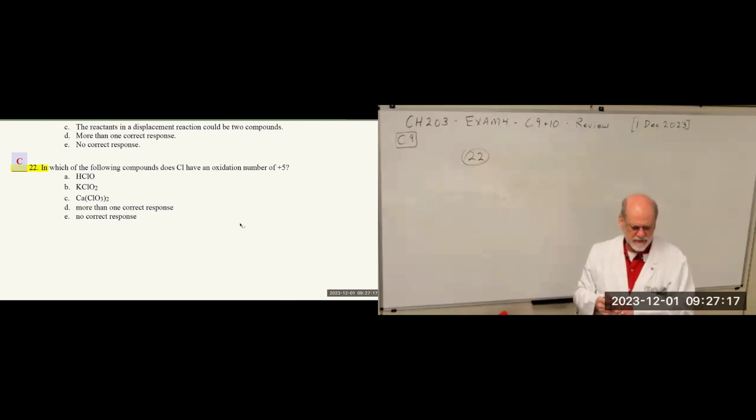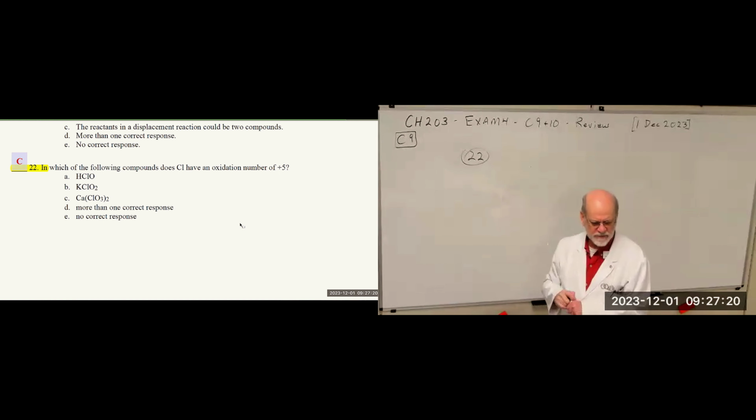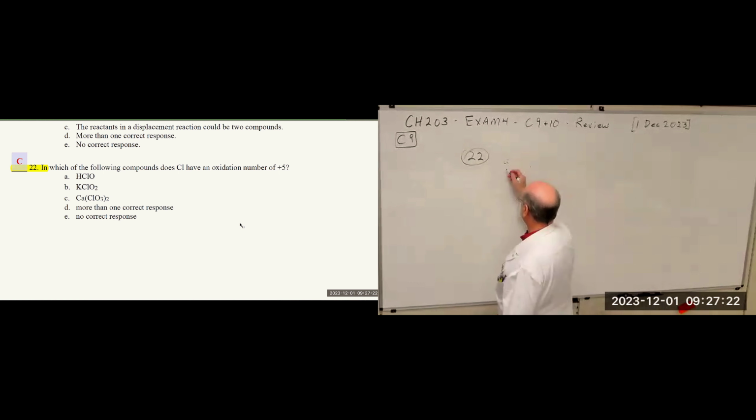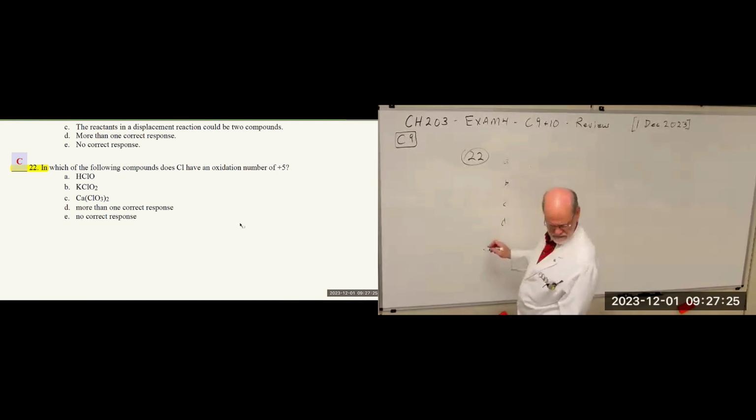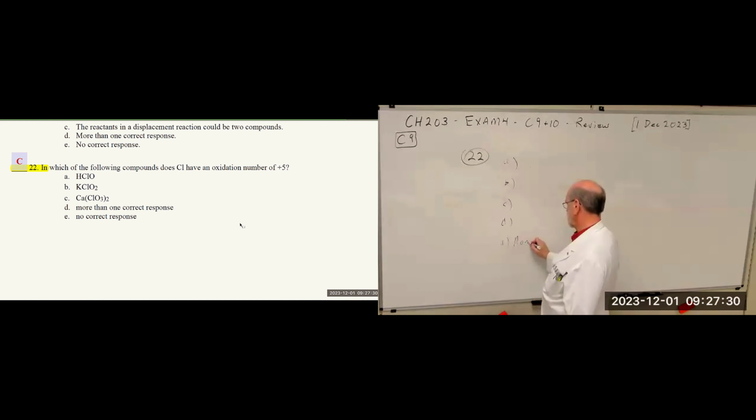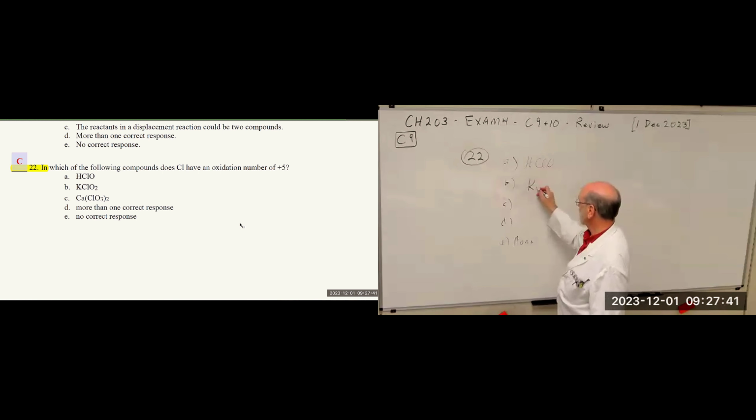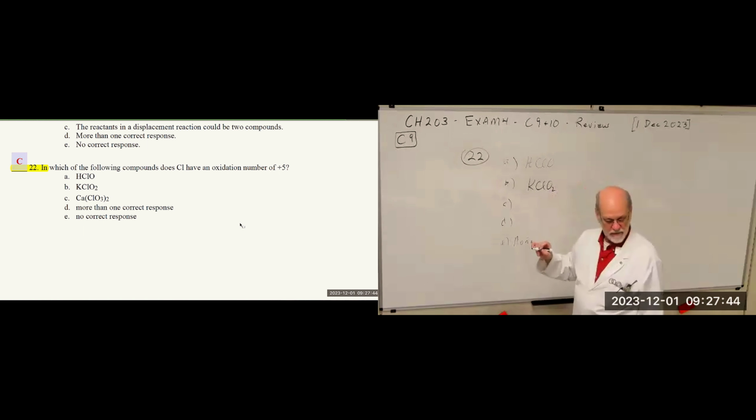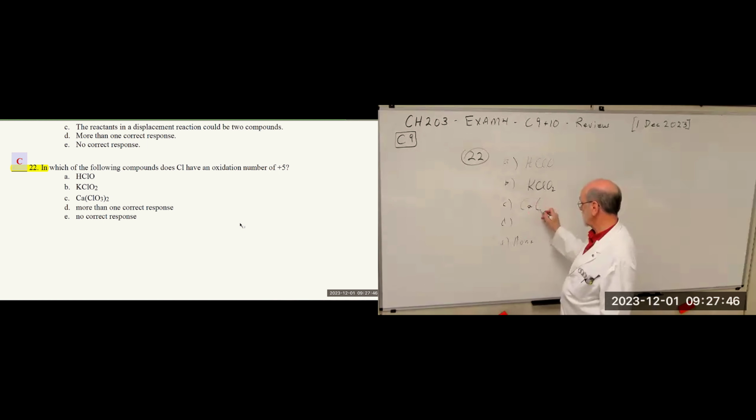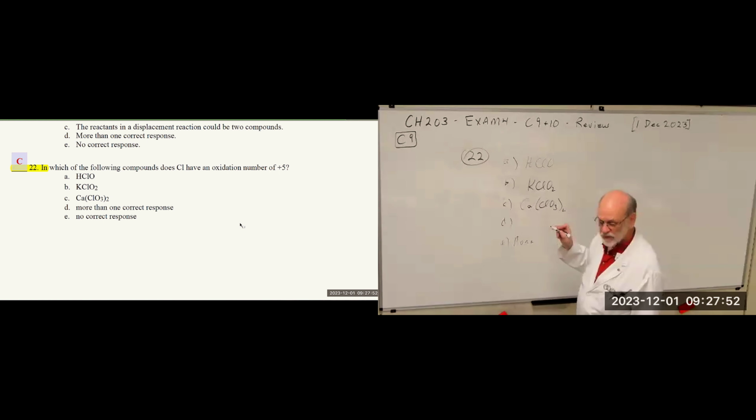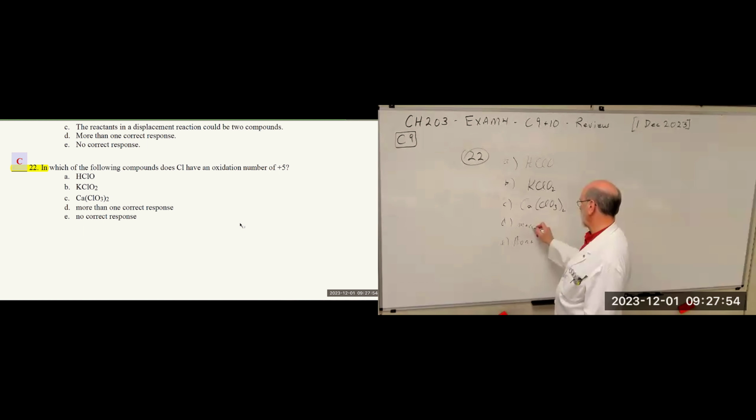In which of the following compounds does chlorine have an oxidation number of +5? Oh, okay. A, B, C, D, and E. E means none. Okay. A is HClO, hypochlorous acid, if it's in aqueous solution. B is KClO2 and C is Ca(ClO3)2. Yep. More than one correct, or more than one.